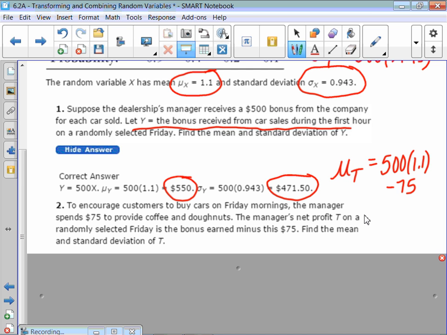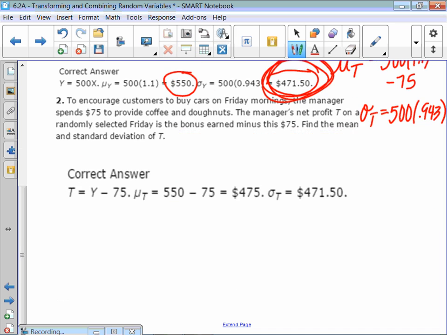Okay? And Claire, my standard deviation, what am I going to do? Should I subtract 75, though? Good. So the standard deviation does not change from our previous answer. Stays the same. You don't subtract 75, but you do subtract 75 from the mean. So here's my new mean, because I spent $75 on donuts, so I subtracted 75. And my standard deviation stays the same for any addition or subtraction. It will not change the spread.